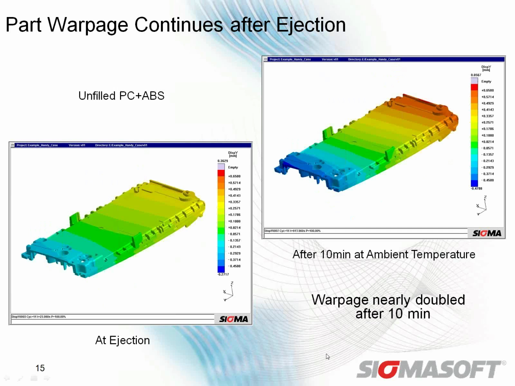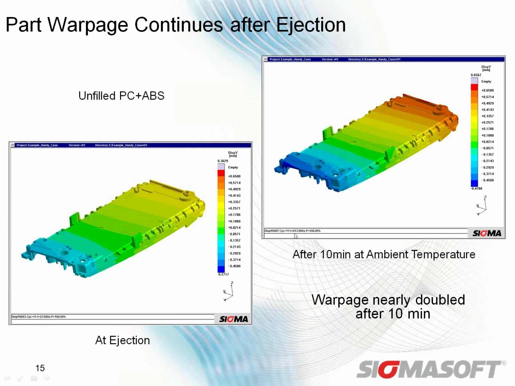Okay, so then another example here. Different parts. We took an unfilled cycloid material, and again, if we look at our warpage here at ejection, we're about 362 thousandths, and then over here 656 thousandths. So our warpage has actually doubled in just 10 minutes.